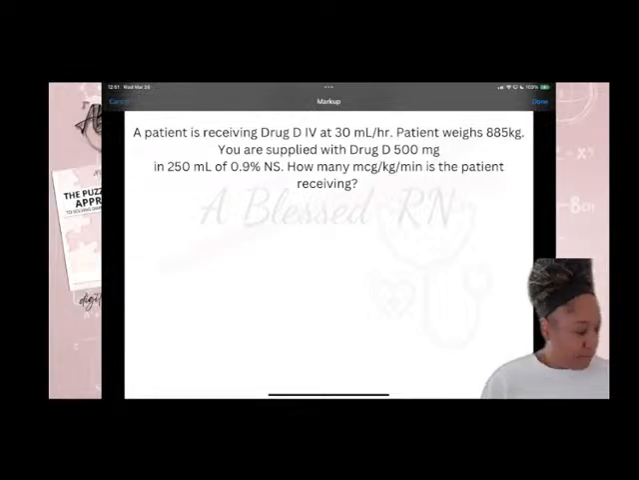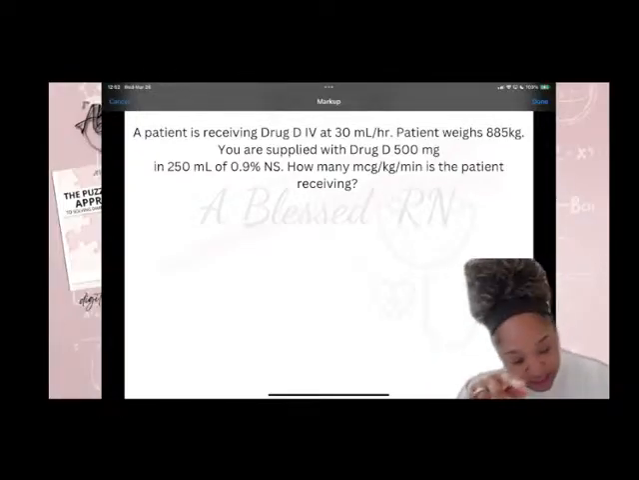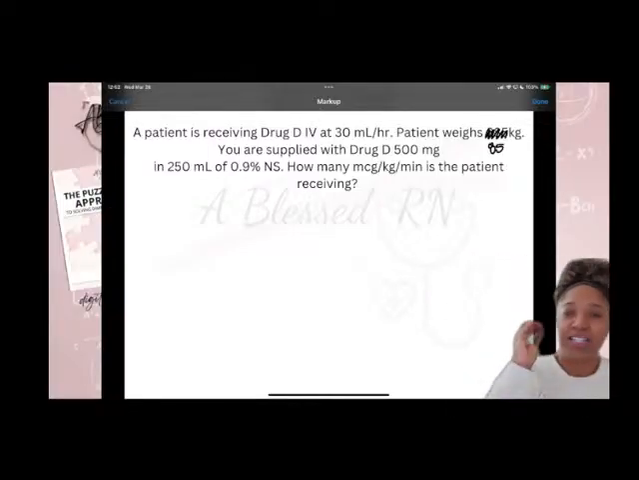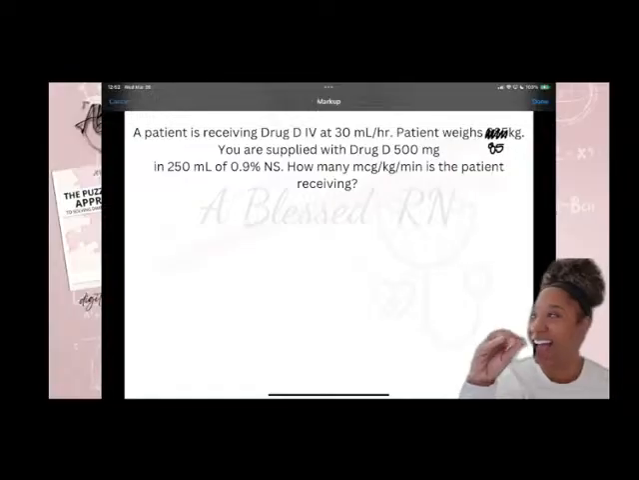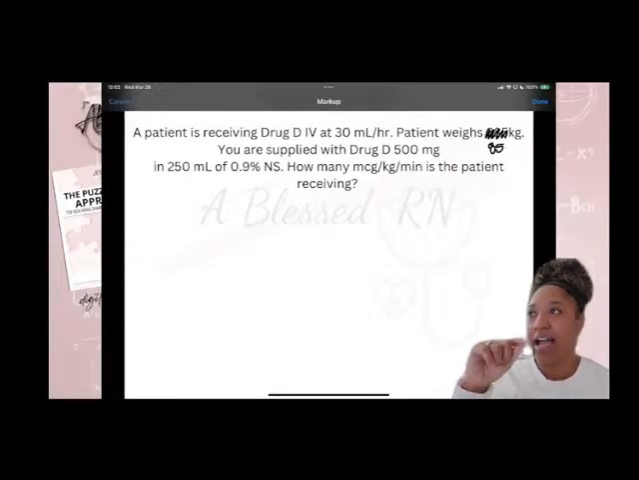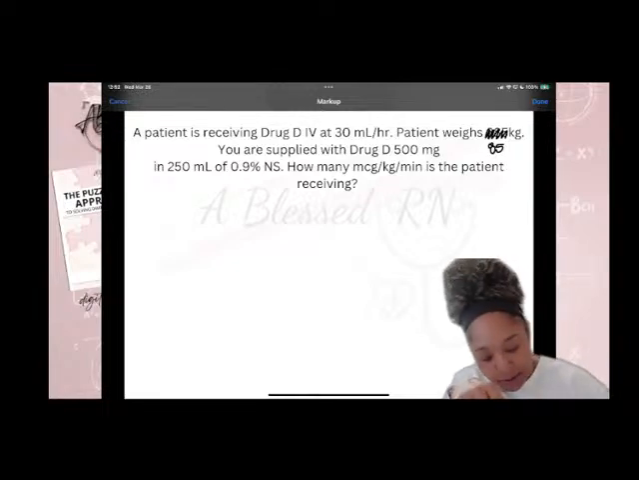All right. A patient is receiving drug D IV at 30 milliliters per hour. The patient weighs, not 885 kilograms, my gosh. Today, let's do 85 kilograms. You are supplied with drug D, 500 milligrams in 250 mLs of normal saline. How many mics per kilogram per minute is the patient receiving? Okay, all right. So our goal is mics per kilogram per minute.